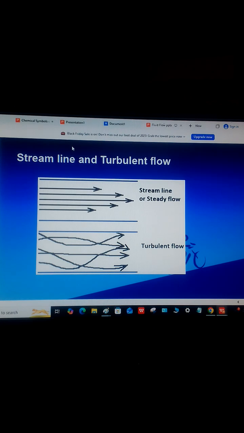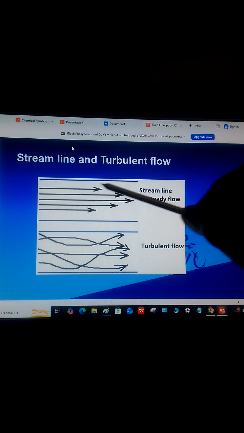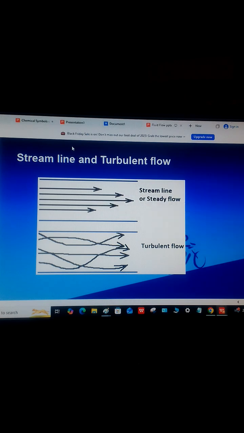A streamline refers to the path followed by the particle in a streamline flow. So these are streamlines. Streamlines do not cross each other. Streamlines are closer where the velocity of the fluid is higher.